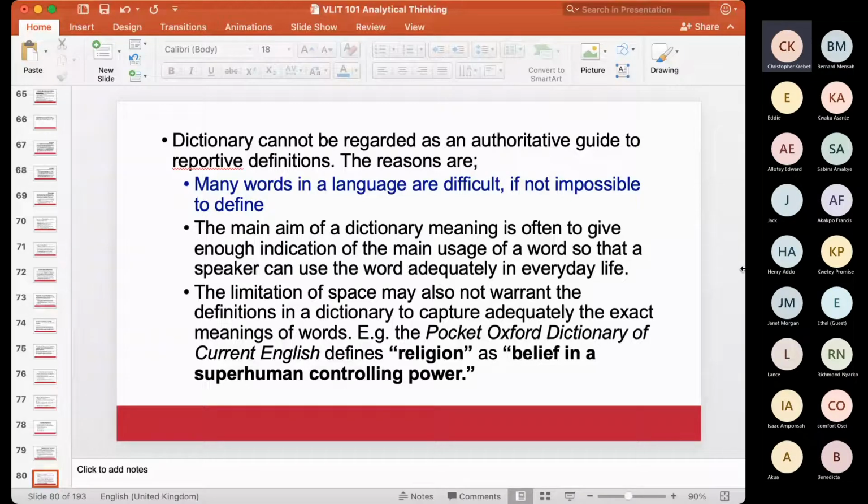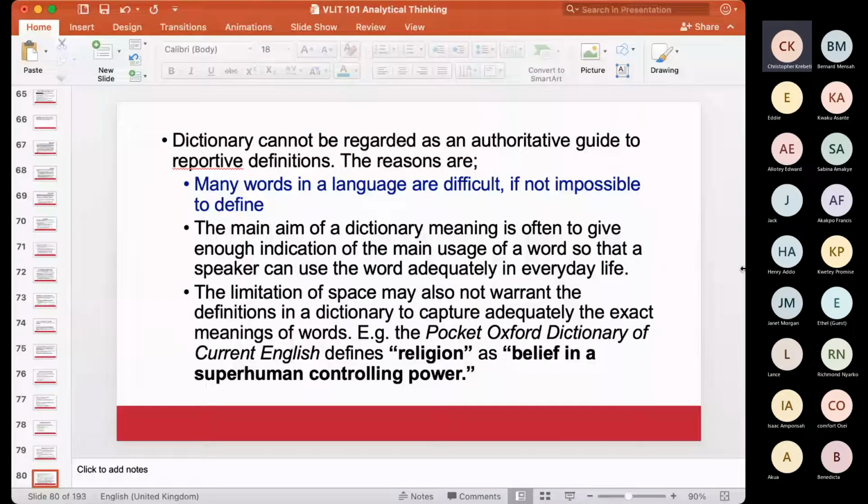Sometimes the word is a legal term. For instance, as you go on, you'll be learning certain courses like contract law, business law, company law, and some other kinds of law. And you realize that you cannot always get those meanings from an ordinary dictionary. That is what we are saying. So we are saying that the dictionary cannot be regarded as an authoritative guide to reportive definition. The reasons include: 1, many words in a language are difficult, if not impossible, to define. So dictionaries cannot offer you those.